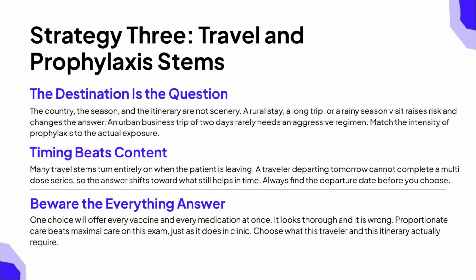Second, timing beats content. A huge number of travel stems turn entirely on when the patient is leaving. A traveler departing tomorrow cannot complete a multi-dose series, so the answer shifts toward whatever still helps in the time remaining. Always find the departure date before you look at the choices. Third, beware the everything answer. One option will offer every vaccine and every medication at once. It looks thorough and it is wrong. Proportionate care beats maximal care on this exam, exactly as it does in clinic.